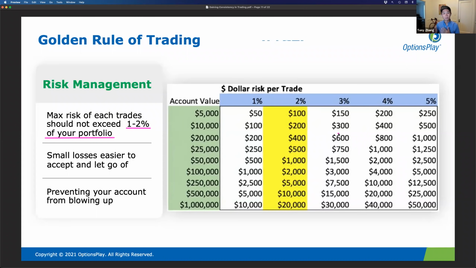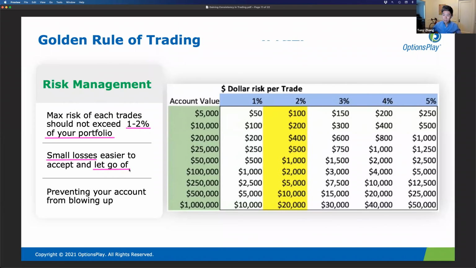And we're going to talk about why this is so important, why 1% to 2% is the golden rule of risk management. We're going to discuss it very quickly, but it's going to become very apparent why you need to stick to these rules. But psychologically speaking, one of the reasons that you want to stick to this 1% to 2% rule is because smaller losses are simply easier to accept and let go of.